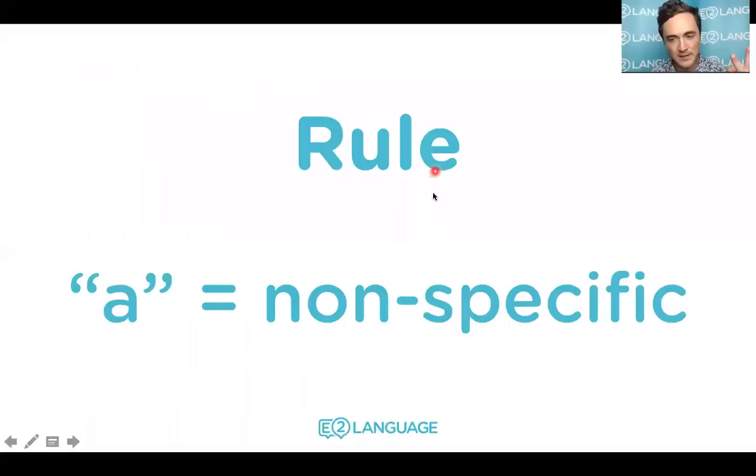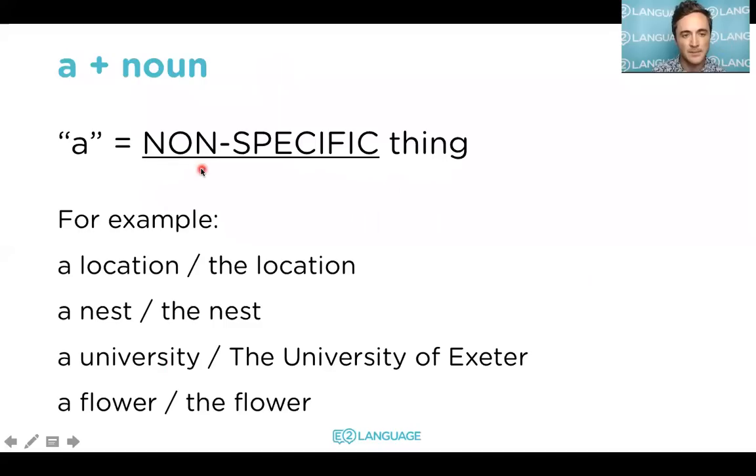Here's the opposite of that rule. Okay, so a refers to non-specific things. Here we have a flower, a flight, and a colony. A refers to non-specific things. For example, a location, non-specific, versus the location. A nest versus the nest. A university versus the University of Exeter. A flower versus the flower. We can see the difference between using a and using the.